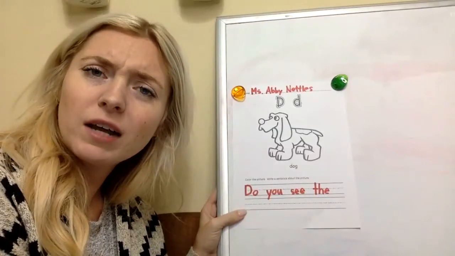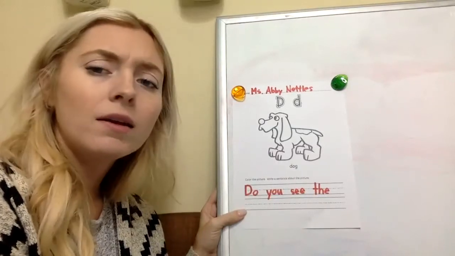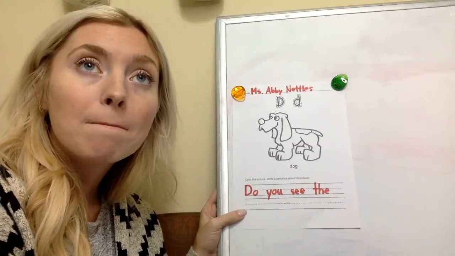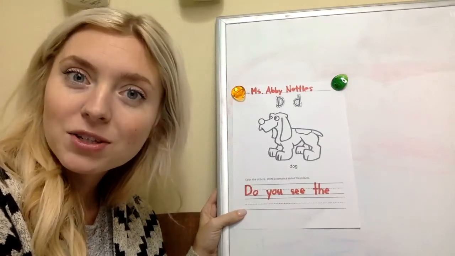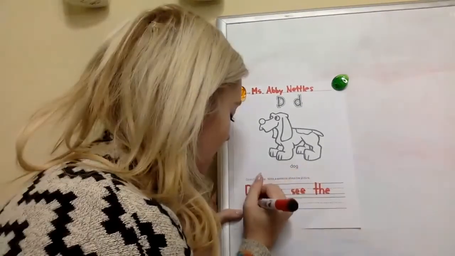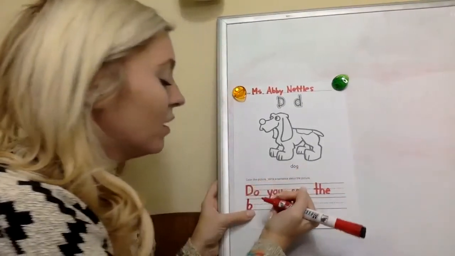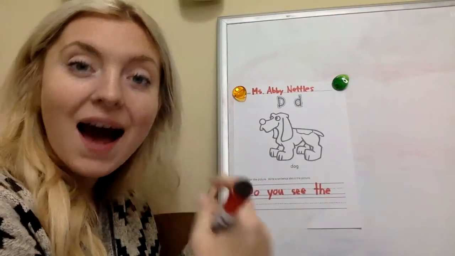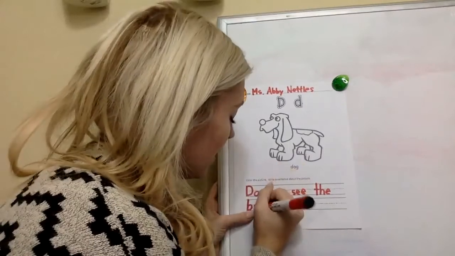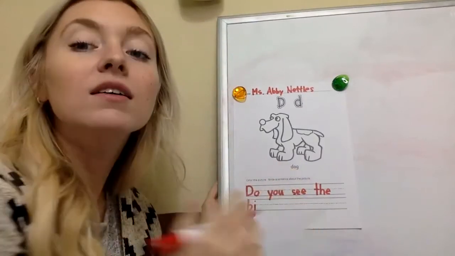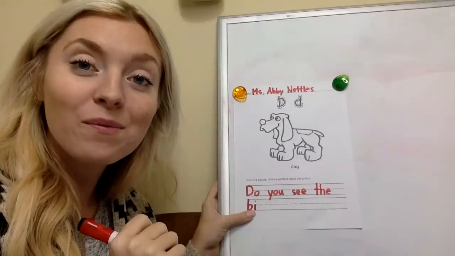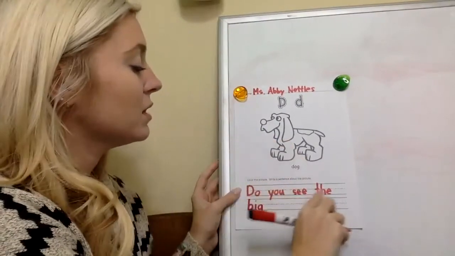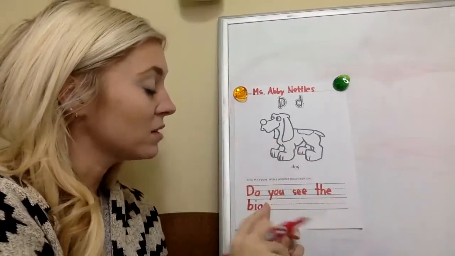Is big one of our sight words? No. So we're going to have to sound that one out. So big, b, b. What does big start with? B. Very good. B. I. What letter is that? I. B. I. G. G. What letter is that? G. Very good. Do you see the big finger space dog?